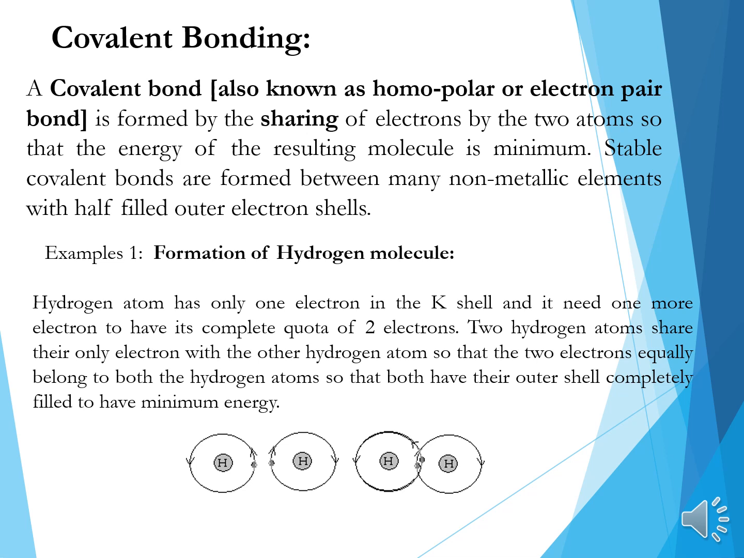Let us now understand the formation of hydrogen molecule. Hydrogen atom has only one electron in the K shell, and it needs one more electron to have its complete quota of 2 electrons in the first orbit. Two hydrogen atoms share their only one electron with each other so that a hydrogen molecule is formed. The two electrons equally belong to both hydrogen atoms so that both have their outer shell completely filled to have minimum energy, as shown in the figure.